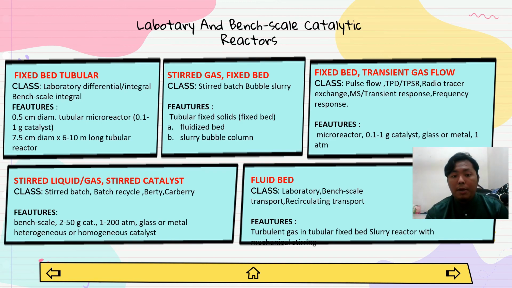And lastly, we have fluid bed, which is, as I mentioned before, what is a fluid bed? Okay, it is categorized as laboratory bench scale, transport bench laboratory reactor. It is also bench scale transport, recirculating transport. For the featuring for this apparatus, it is a turbulent gas in tubular feedback slurry reactor with mechanical stirring.